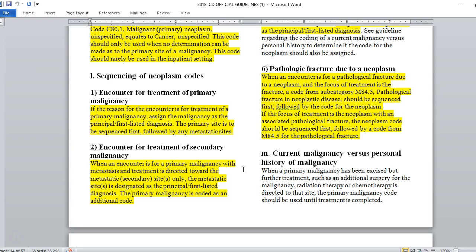But when an encounter is for a primary malignancy with metastasis and treatment is directed towards the metastatic or secondary site only, the metastatic site is designated as the principal or first listed diagnosis, and the primary malignancy is coded as an additional code because, again, this time we're treating the metastasis. So the metastasis goes first because that is what we are treating today. Then we put the primary cancer. Again, the patient doesn't mysteriously just have it dropped off their claim. It just doesn't go first.